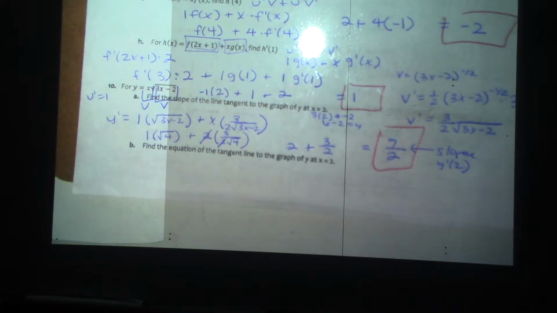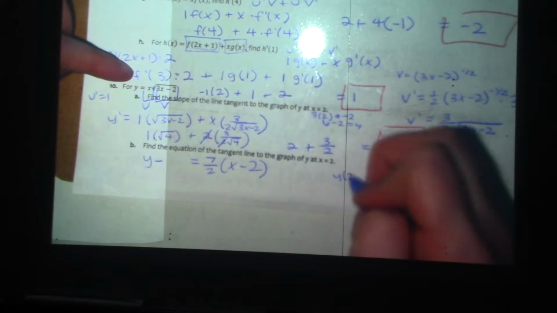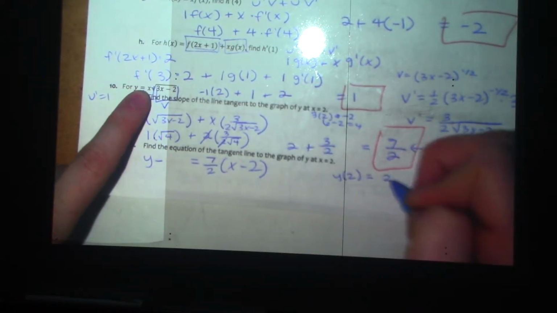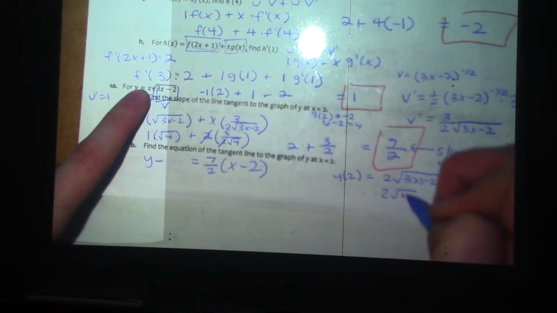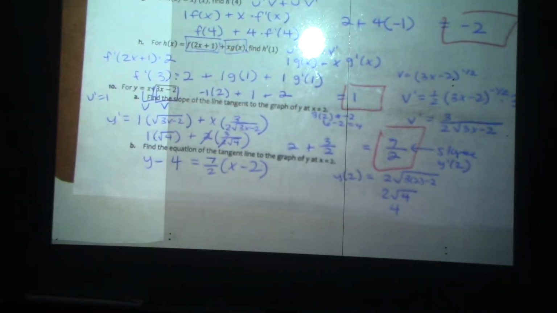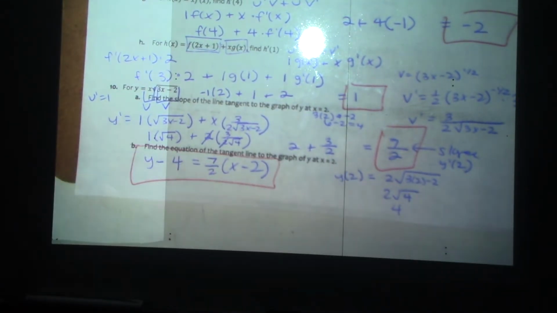And lastly, finding the equation of the tangent line. Well, we're going to do y minus some value equals slope of this times x minus the x value of 2. So then now it's just plugging in what was y, not y prime, but what was y when x is 2. So that's going to be 2 root 3 times 2 minus 2. So that's 2 root 4, which is 4. So y minus 4. And then that's your equation.